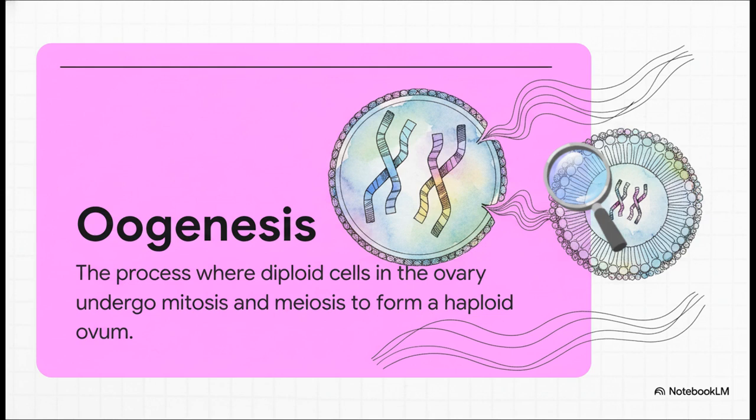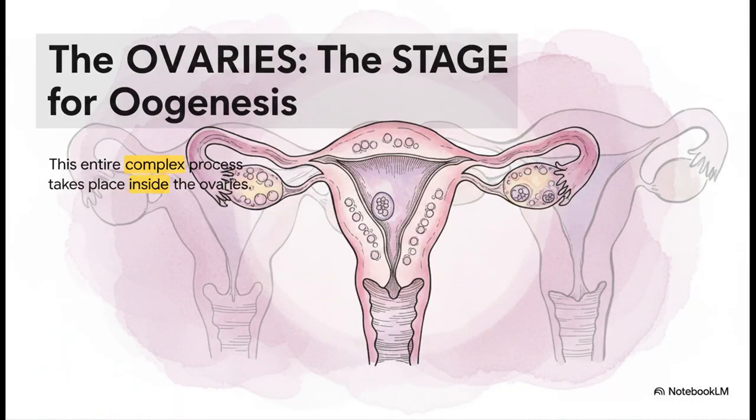The easiest way to think about it is like this. Most of the cells in your body are diploid, meaning they have a full set of your DNA. Oogenesis is the special process that creates a cell with only half that genetic information, making it haploid. And that's critical because that way, when it joins with a sperm cell, which also has half, the new cell has the perfect, complete set of genetic instructions. And where does this incredible biological drama unfold? It all goes down inside the ovaries. That's the stage where our story really begins.